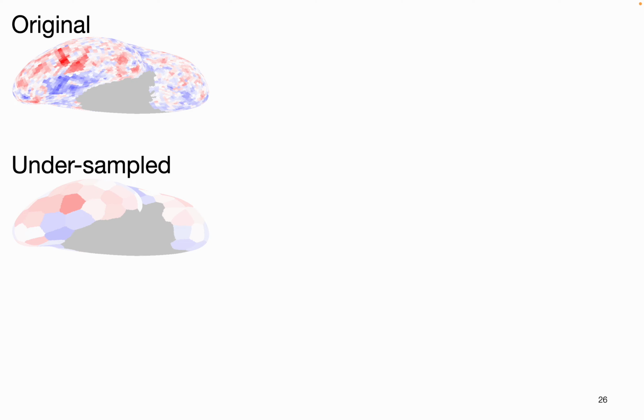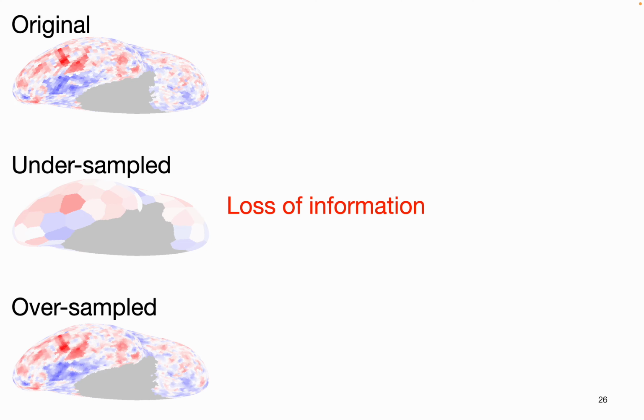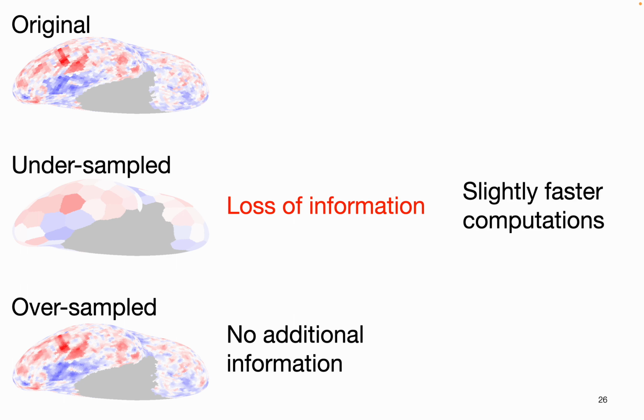Remember in the previous example, when we undersample the data, we lose information, and when we oversample the data, it doesn't provide additional information. If we consider computational time, when a brain region is undersampled, it's slightly faster, but when a region is oversampled, it's much slower. This is because the relationship between computational time and the number of vertices in a searchlight is not linear. In fact, the relationship is often polynomial or exponential.